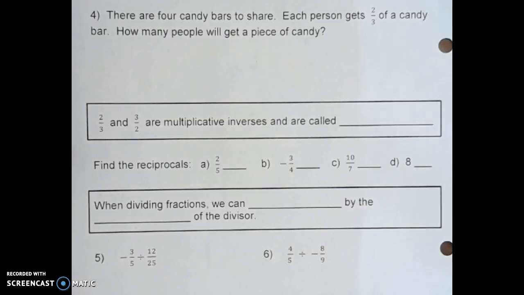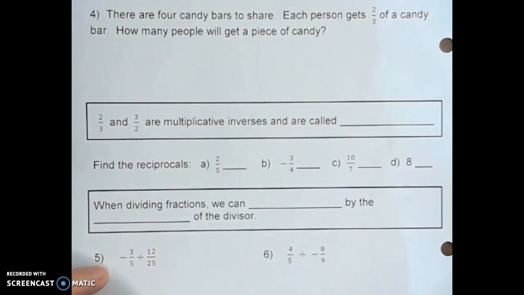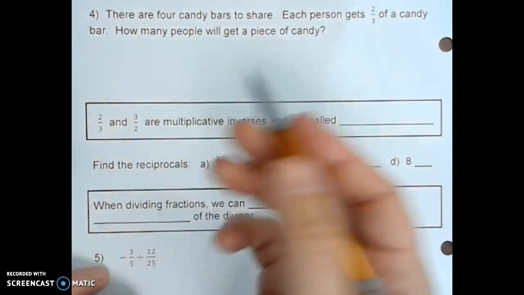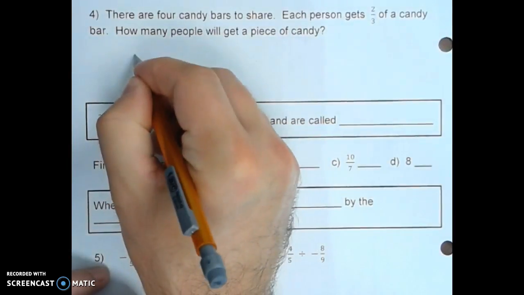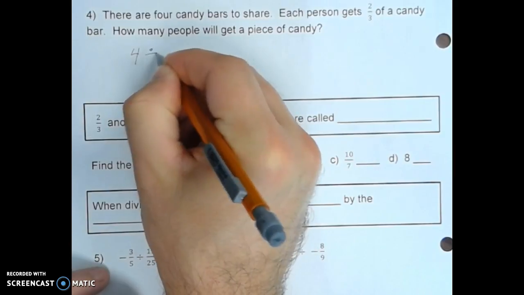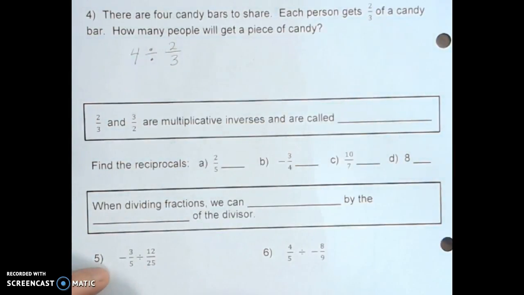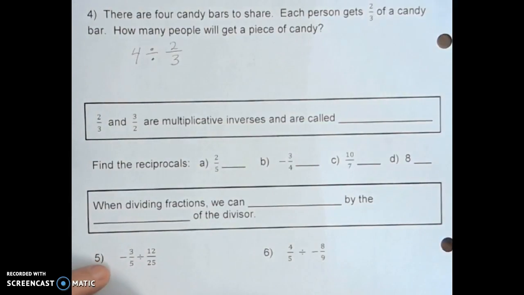In my next example, I'm going to have 4 candy bars this time that I'm going to share, and each person is going to get 2/3 of a candy bar, and I want to know how many people are going to get a piece of candy this time. And instead of drawing out my picture, I want to see, can I just solve this mathematically? So I'm going to be taking my 4 candy bars, and we're going to divide them into pieces that are going to be 2/3 of the candy bar each. So we need to figure out what is 4 divided by 2/3.